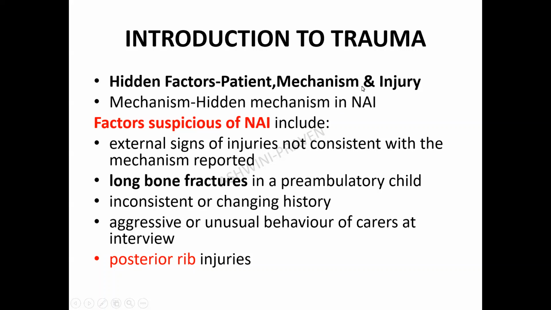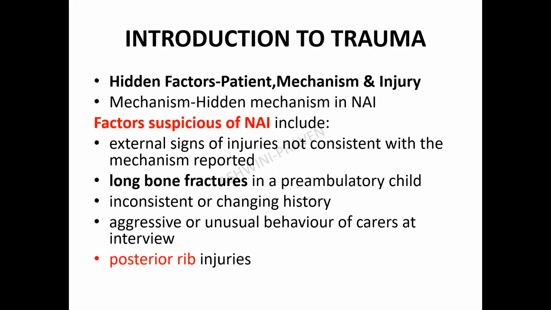So what are the factors suspicious of non-accidental injury? There will be external signs of injury inconsistent with the mechanism reported. So the mechanism of injury will be different, the history will be different. There will be some discrepancy between the history and the effect. In that case we have to think about non-accidental injury. And there are long bone fractures in a pre-ambulatory child. So the child may not even have started walking, but if the child has long bone fractures, then you should suspect a non-accidental mode of injury.